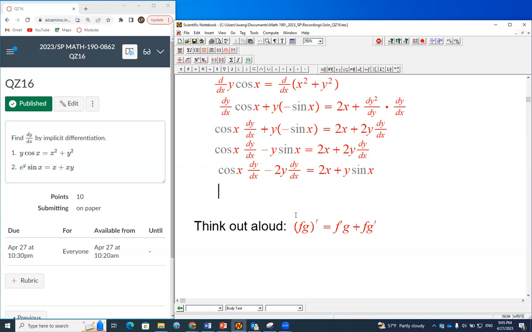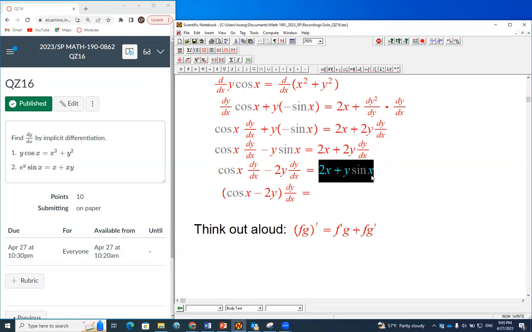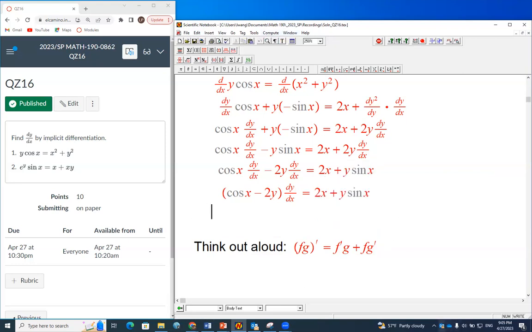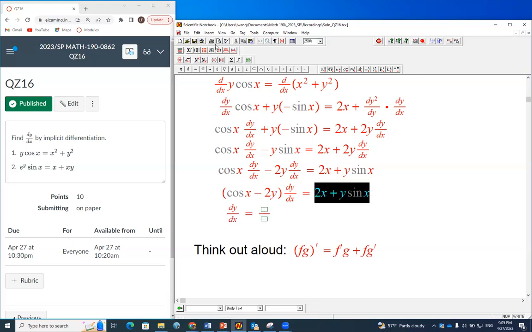And next, you have cosine x minus 2y times dy dx. The right-hand side stays the same. And divide both sides by whatever is in the parentheses. So in the end, dy dx is equal to this piece, which serves as the numerator, and whatever is in the denominator, divided on both sides.